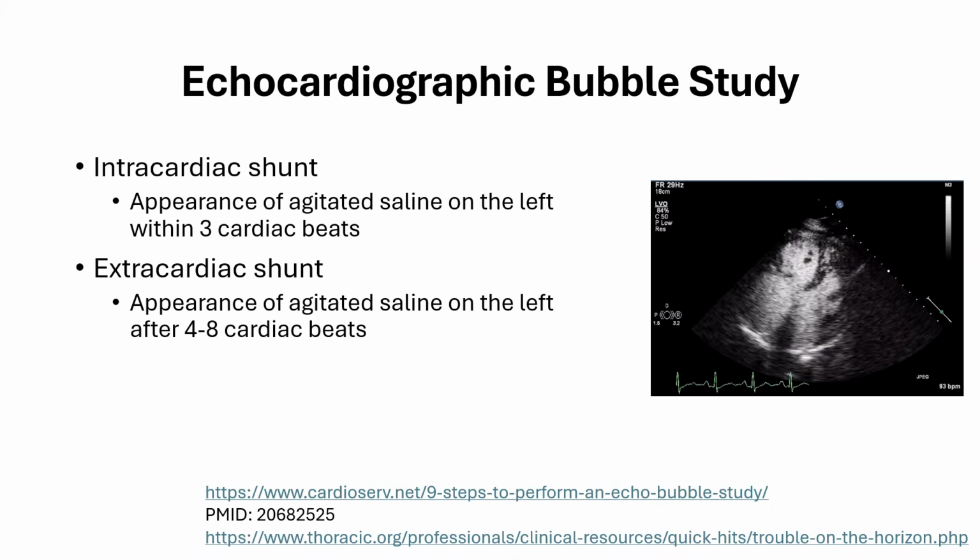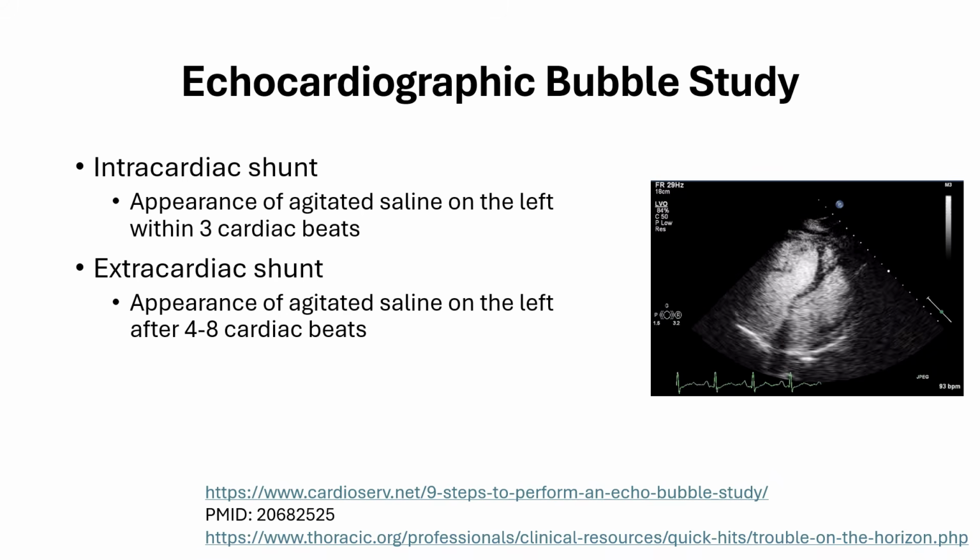Let's discuss echocardiographic bubble study. On this slide, you have some links describing how to properly perform that. But basically, intracardiac shunt is suggested when you see bubbles on the left side within the 3 cardiac beats of agitated saline administration. An extracardiac shunt is present when you see agitated saline on the left after approximately 4 to 8 cardiac beats.